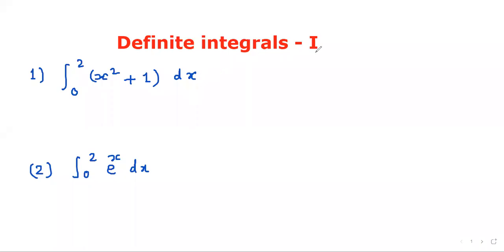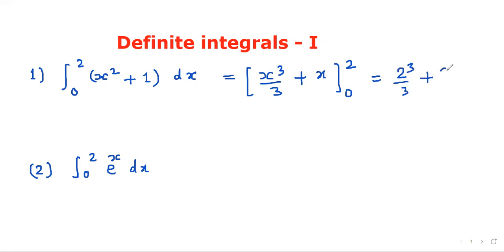Definite integrals, basic level. Question number 1. The integral from 0 to 2 of x square plus 1 dx. So we first integrate. So it will become x cubed by 3 plus 1 will become x. Then we put the limits 0 to 2 here. So in place of x, we have to write 2 and then 0. So first we write 2. So it will become 2 cubed by 3 plus 2.